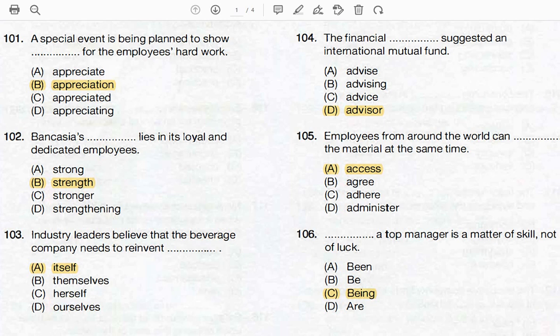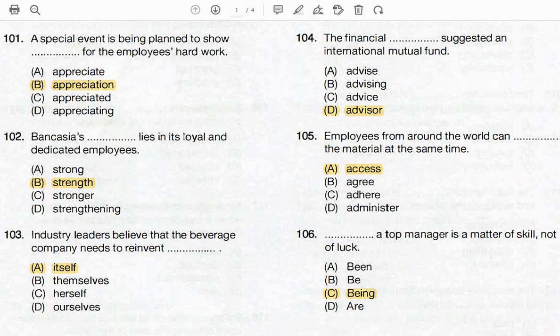The next, employees from the world can access the material at the same time. Access, meaning make use of, completes these sentences in a very meaningful way. Agree is usually followed by a preposition before a noun. And adhere, meaning stick to, is not meaningful in the sentence and is usually followed by to. Administer, meaning control, give, manage, makes no sense in the sentence.